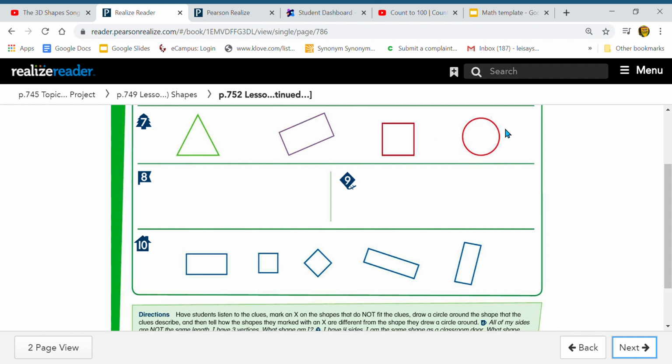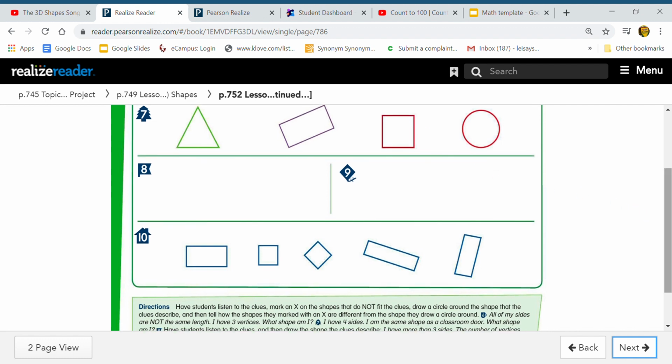Does a circle have sides? Nope, because it goes around and around. What about this triangle? Does that have 4 sides? Nope, we know a triangle has 3 sides. What about this rectangle? Yeah, that does have 4 sides, so this rectangle's in the running. And what about this square? That also has 4 sides. So these 2 shapes are still in the running. Let me read the next clue.